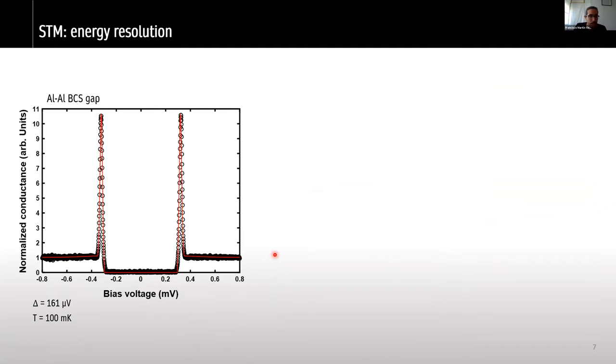We can extract the energy resolution of the system by measuring the BCS superconducting gap using an aluminum tip and an aluminum sample.